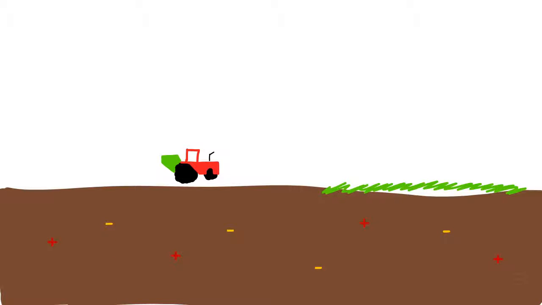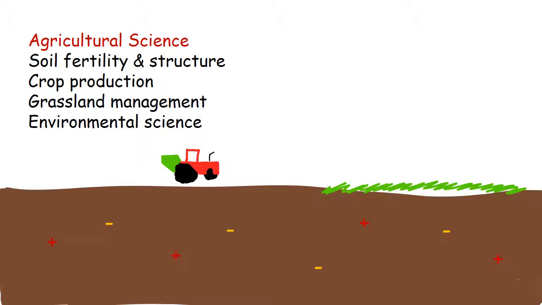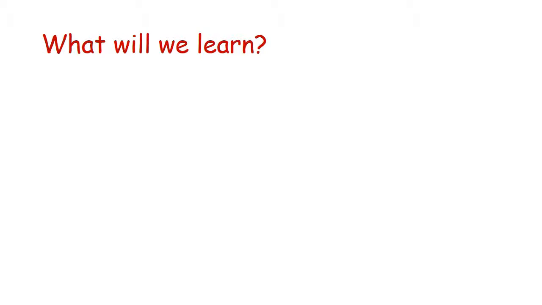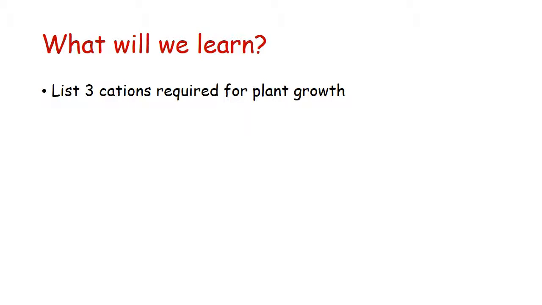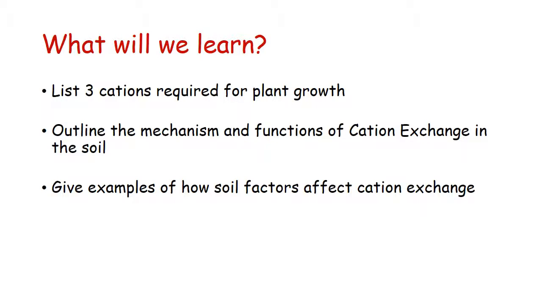This topic is important for other areas of the agricultural science curriculum, including soil fertility and structure, crop production, grassland management, and environmental science. So, what will we learn today? At the end of this video, you should be able to list 3 cations required for plant growth, outline the mechanism of cation exchange in the soil and the functions it carries out. Finally, you will be able to give examples of how characteristics of the soil can affect its ability to exchange cations.